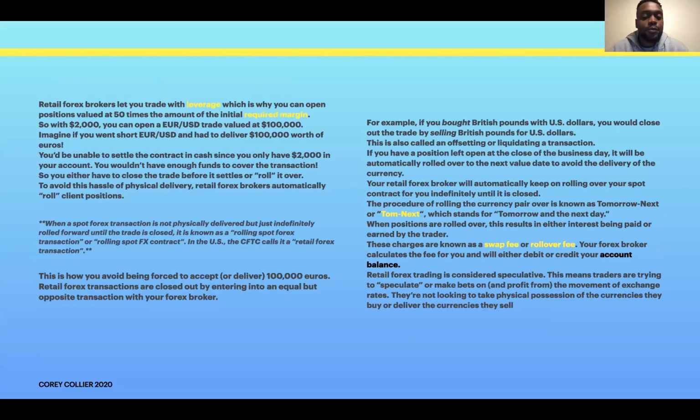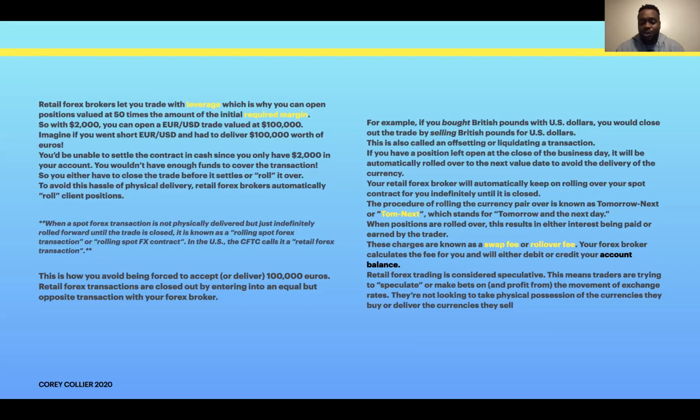So let's talk about retail for a second, guys. Let's get some examples out here so that you all understand. Retail Forex brokers, guys, let you trade with leverage. All right. The leverage is why we can open positions that are valued at 50 times the amount of our initial required margin. So what that means, to break it down, is that with $2,000 and the proper leverage, you can open a Euro USD trade that's valued at $100,000.